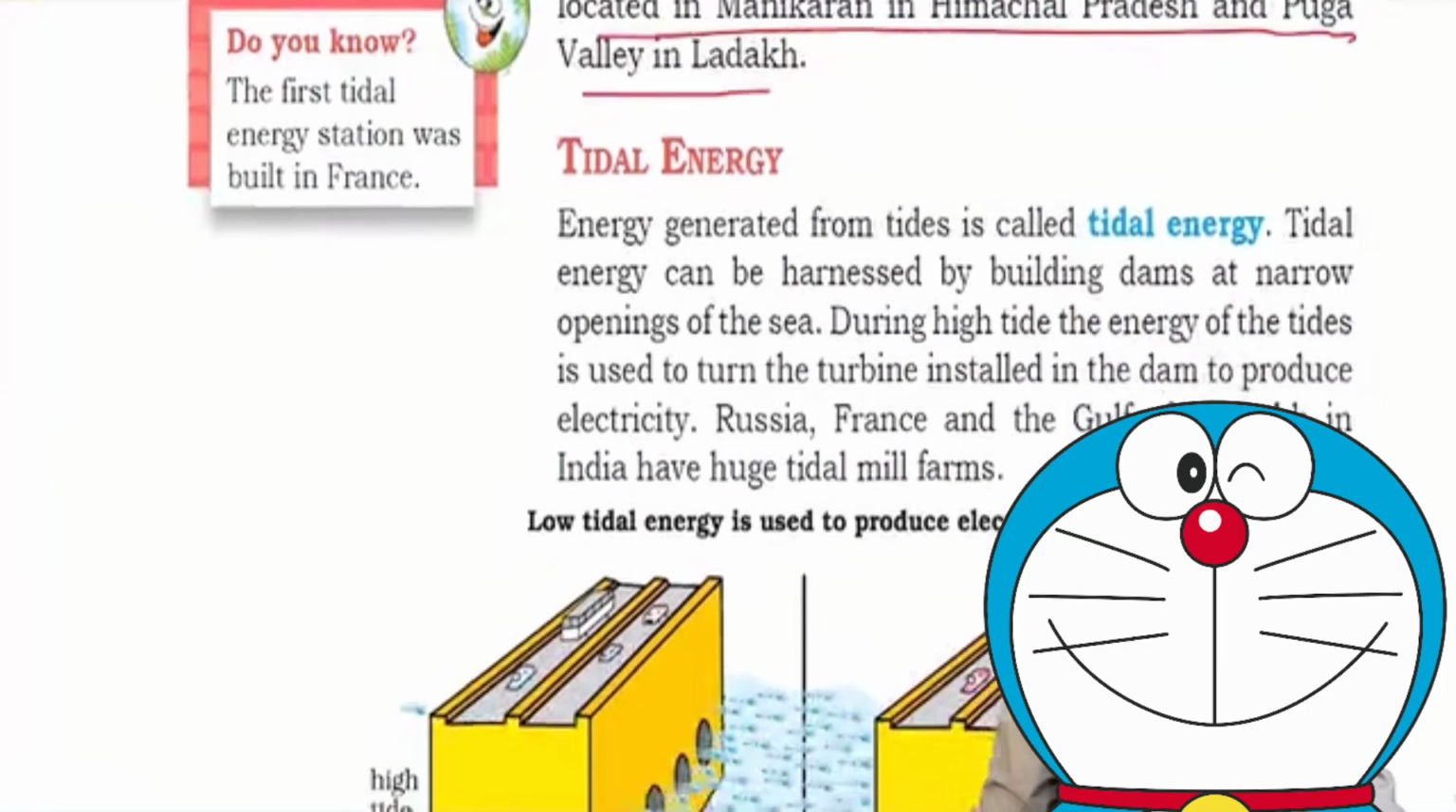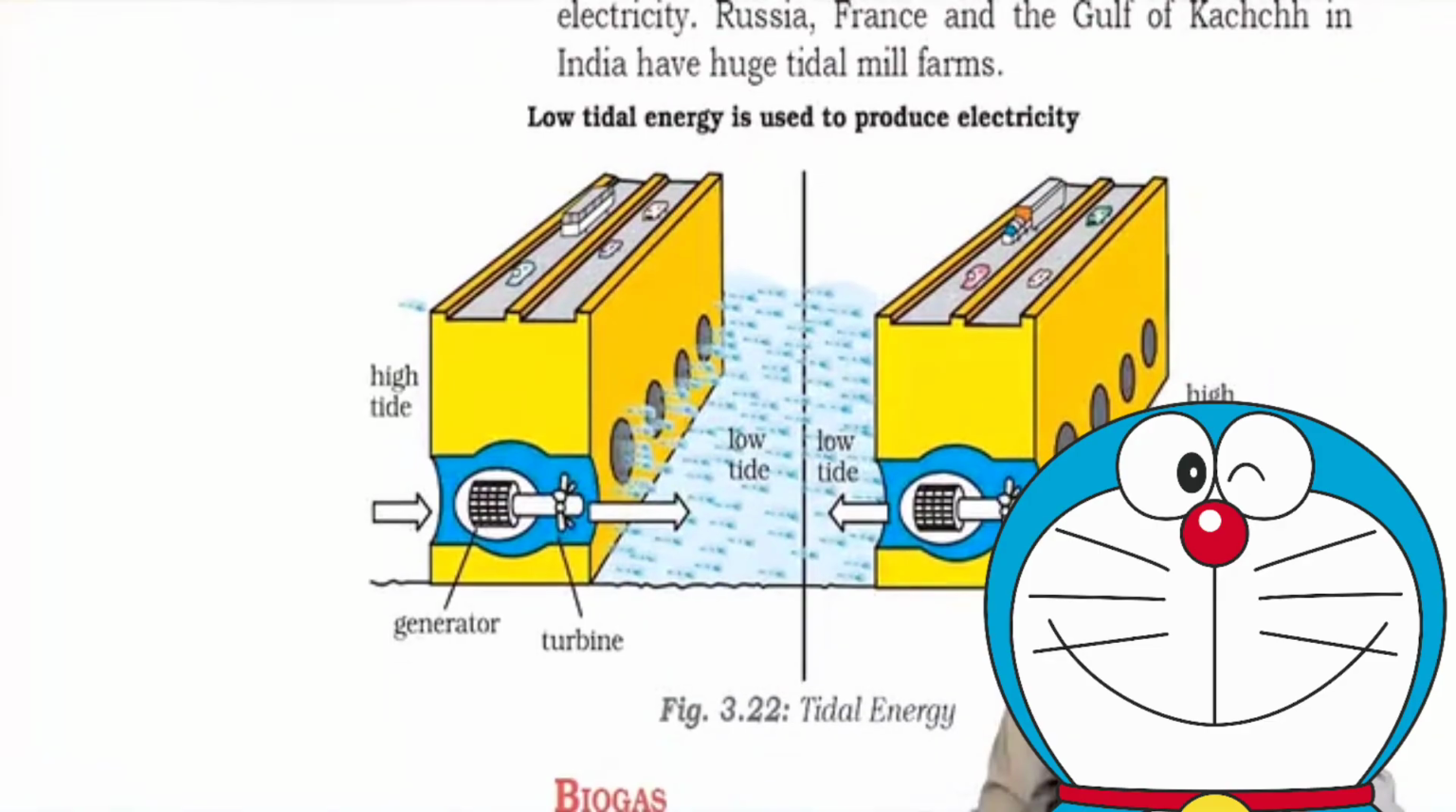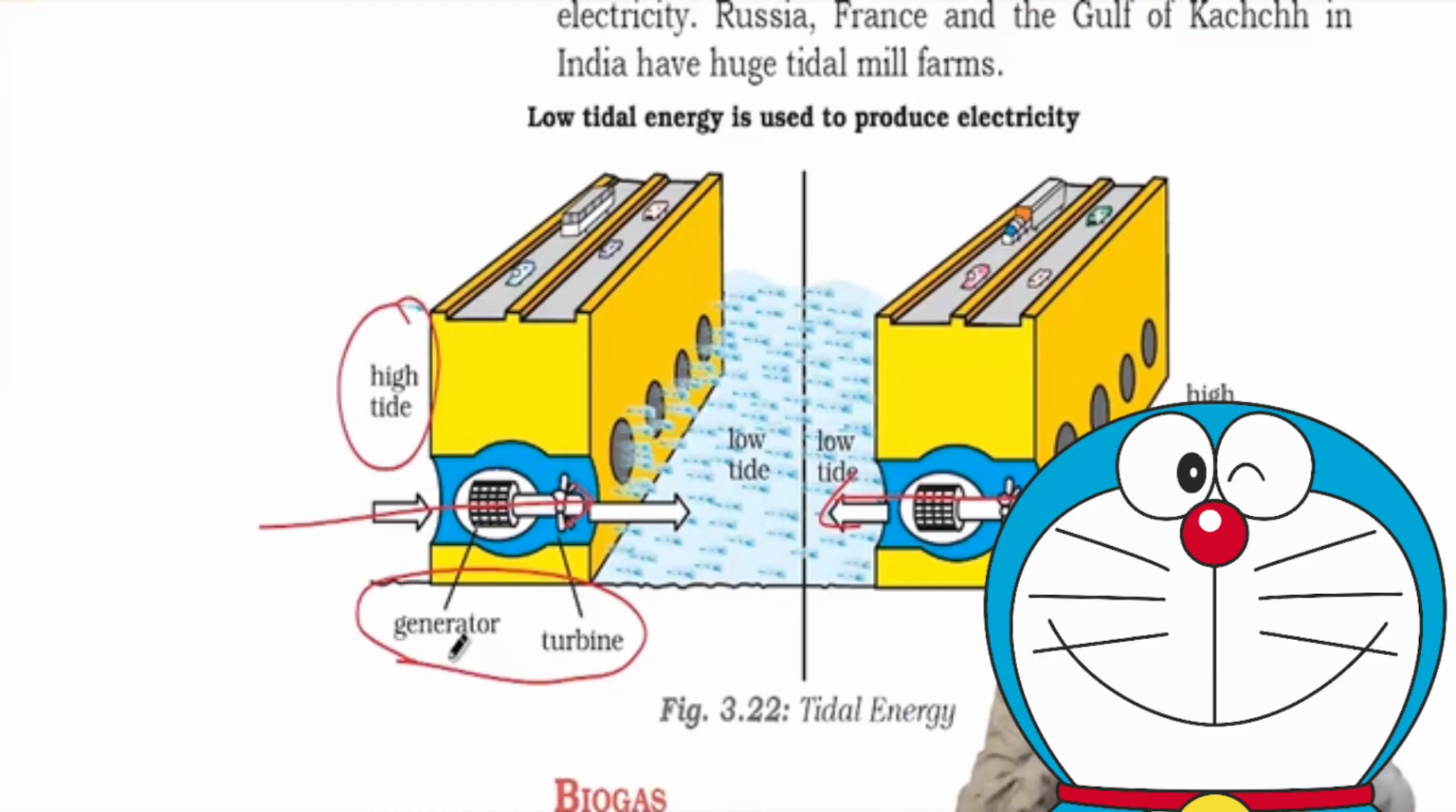Then you have to look at tidal energy. What is this? I have told you about high tide and low tide, correct? Whenever you have high tide, water actually enters and runs the turbine and they produce electricity. During low tide, water will go back, and even during that time, we usually observe that electricity is produced. So whenever the water moves in and goes back with force, the turbines rotate and they produce electricity.